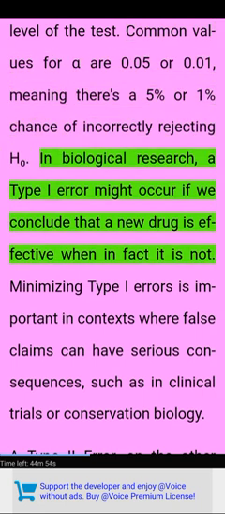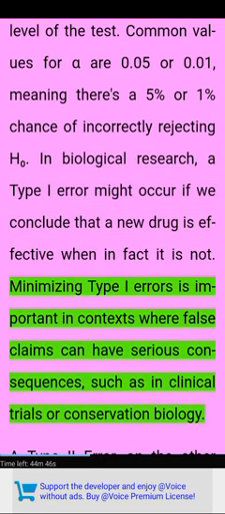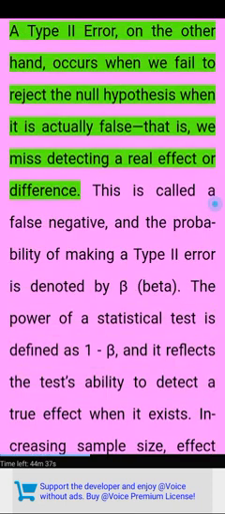In biological research, a type 1 error might occur if we conclude that a new drug is effective when in fact it is not. Minimizing type 1 errors is important in contexts where false claims can have serious consequences, such as in clinical trials or conservation biology. A type 2 error, on the other hand, occurs when we fail to reject the null hypothesis when it is actually false, that is, we miss detecting a real effect or difference.